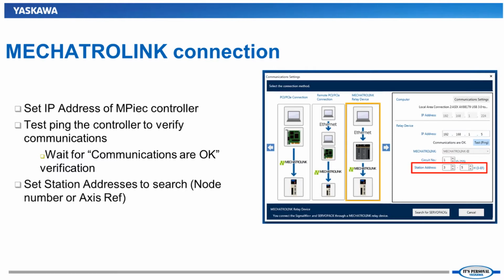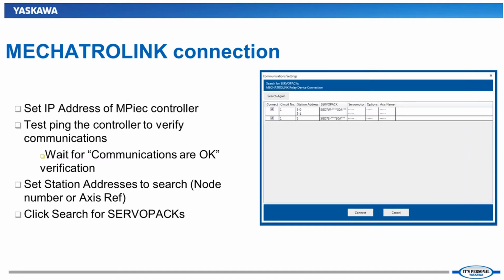And then the next thing you need to do is set the station address. So this is going to be your node number or your access reference for the servo packs connected. So in this example, I'm searching nodes 3 through 5. And then you hit search for servo packs. And I searched 3 through 5, so I got a 7W with 2 axes and my 7S at node number 5, found through that.